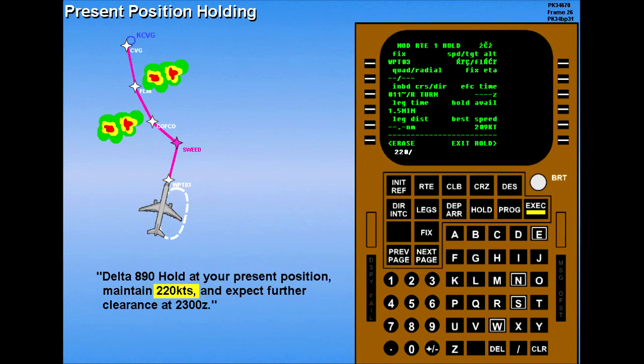Changes to the standard data may be made, such as a new airspeed and the expect further clearance time. Then, when the modification is executed, the FMS will fix the active holding pattern at that point and command a turn into the pattern.